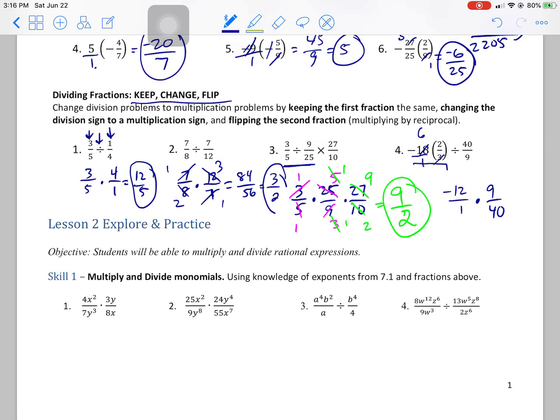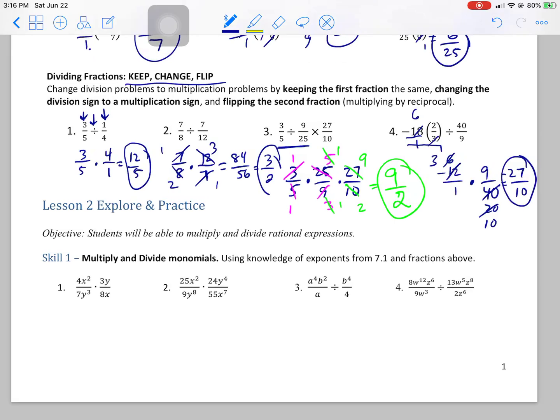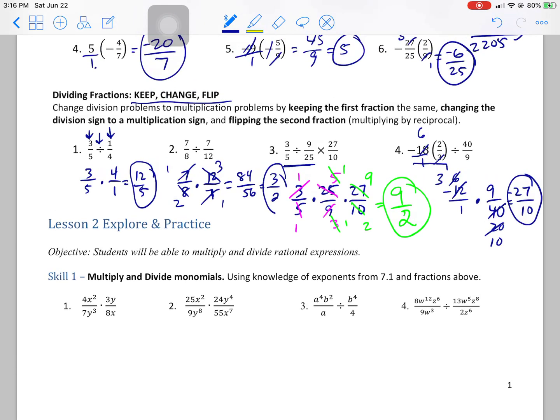And let's see, they're both divisible by 2, 6, what goes into, well, let's just take the 2 out. You get a 6, 2 out, you get a 20. You can take another 2 and get a 3 and a 10. So this would be 27, don't lose the negative, over 10. Yeah, okay.